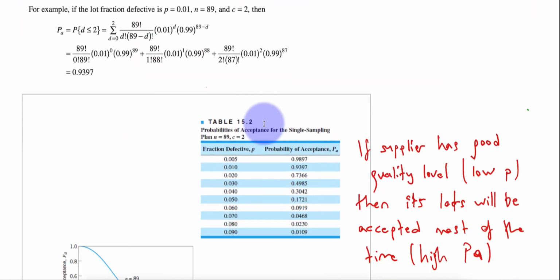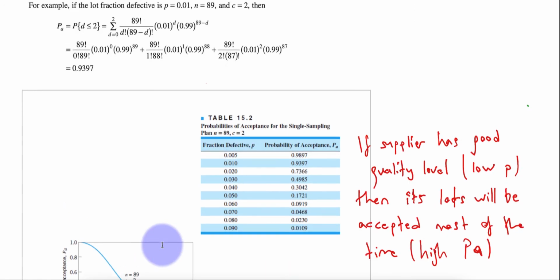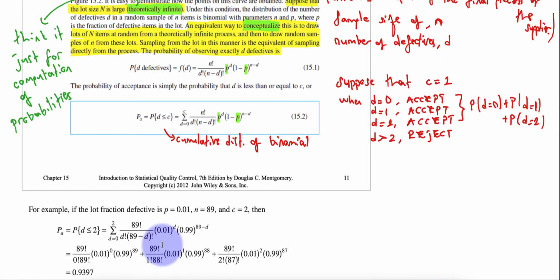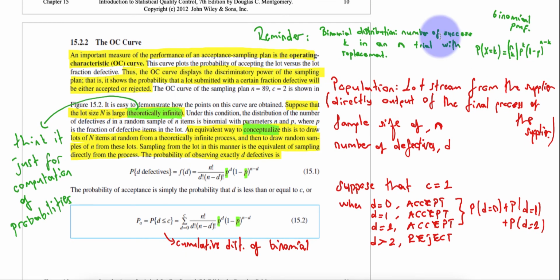So we have said that this is the probability of acceptance and this is the lot fraction defective P. So how can we calculate this probability of acceptance according to lot fraction defective? We can calculate the probability of acceptance this way. We can use the binomial distribution. Let me remind you of the binomial distribution here.